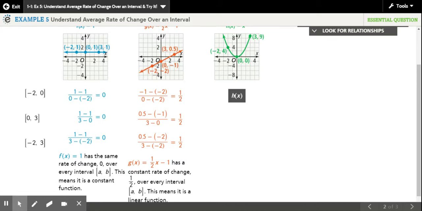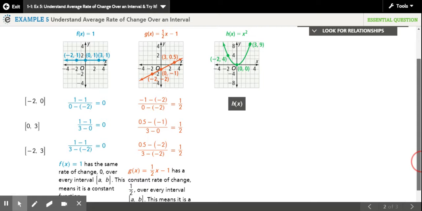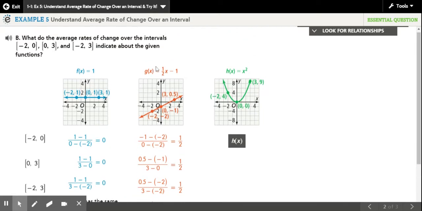So that means it's a linear function. Right? Linear functions have a constant rate of change, and that constant rate of change is the slope. You could have figured that out just by looking at the equation, by the way, because the coefficient of x is going to be your slope.